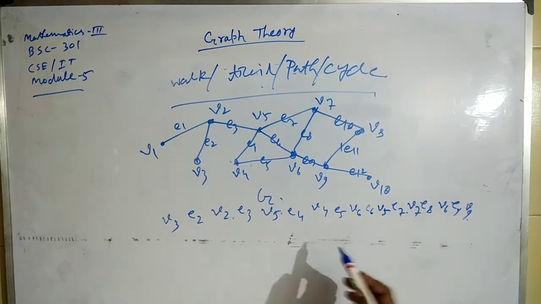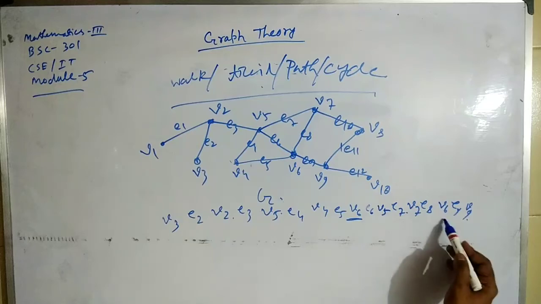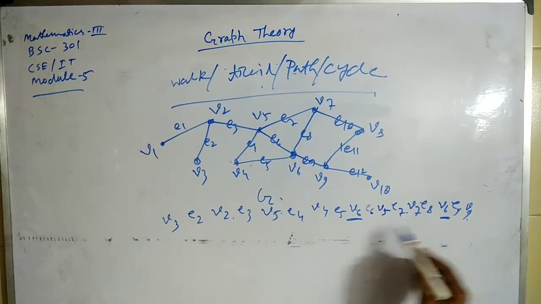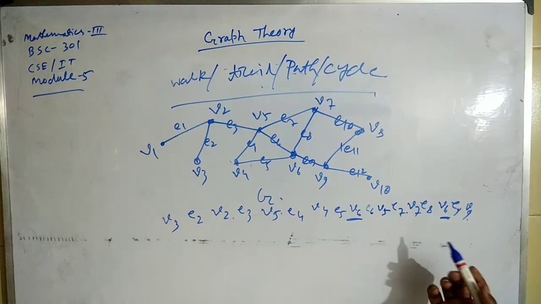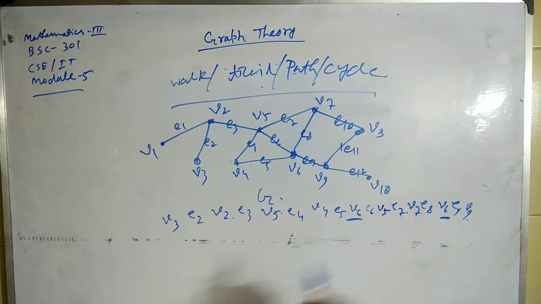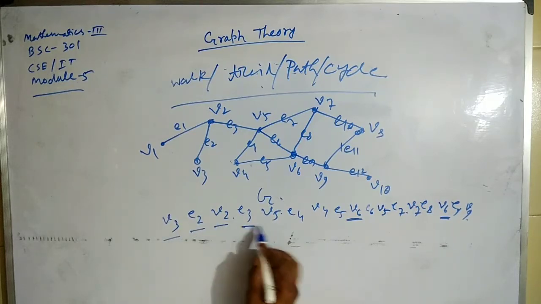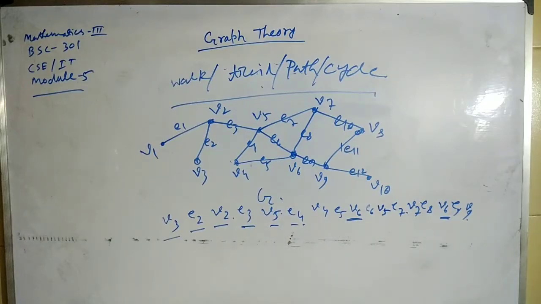So see here, V6, this vertex has been repeated. So there is no restriction in the definition to form a walk. Any vertex or any edge can be repeated finite times in that walk. You just have to reach the destination vertex in any way. So walk is a finite sequence of vertex, edge, vertex, edge, vertex, edge alternatively. So this is the definition of walk.